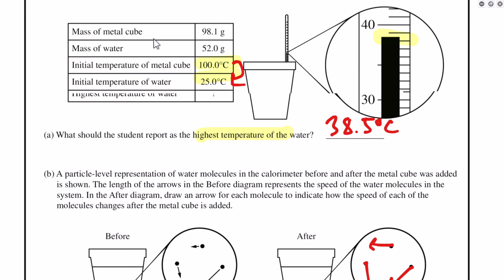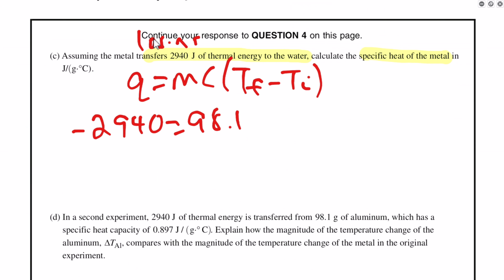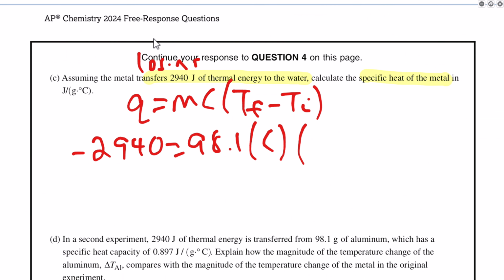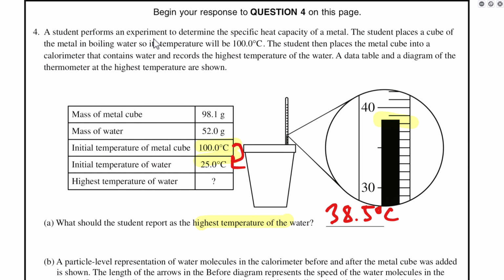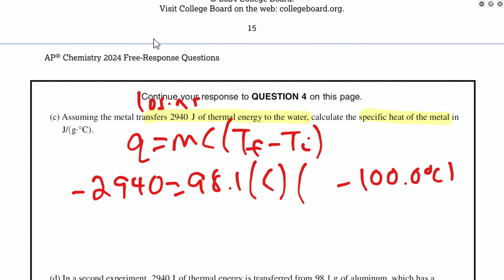I'm probably given the mass of the metal somewhere in here. 98.1. Okay, I can do that. So 98.1. It wants to know the specific heat, so we're solving for C. Our initial temperature is 100. And our final temperature, now I'm going to make an assumption here based on the information of the problem. It does say here that this is the highest temperature shown. And so what that tells me is with the highest temperature, the H2O and the metal are at thermal equilibrium, meaning that the temperature of both is the same. So this is not only the final temperature or highest temperature of the water, it's also the highest temperature of the metal as well. So that's going to be my TF, 38.5.